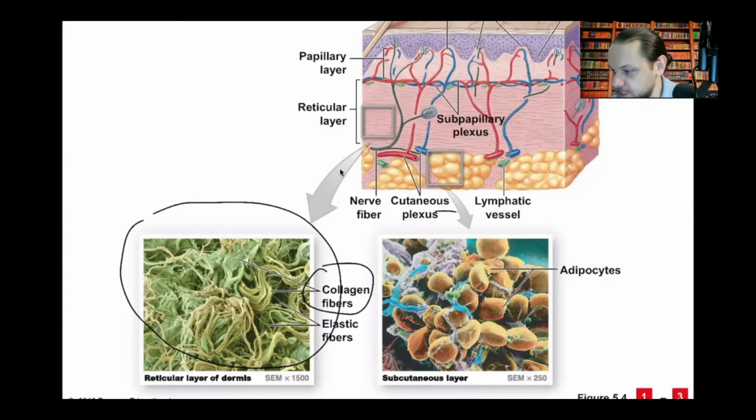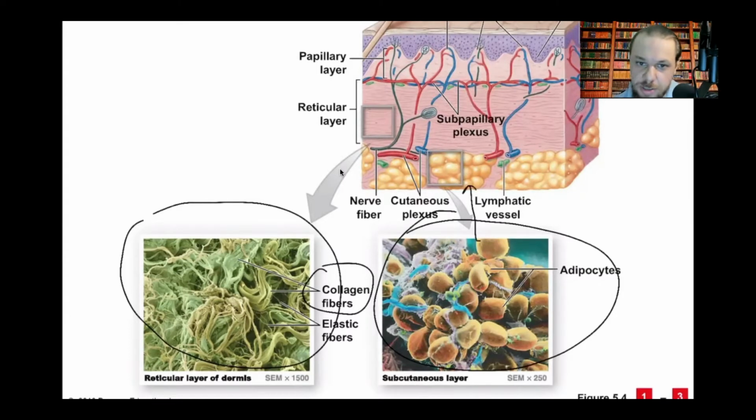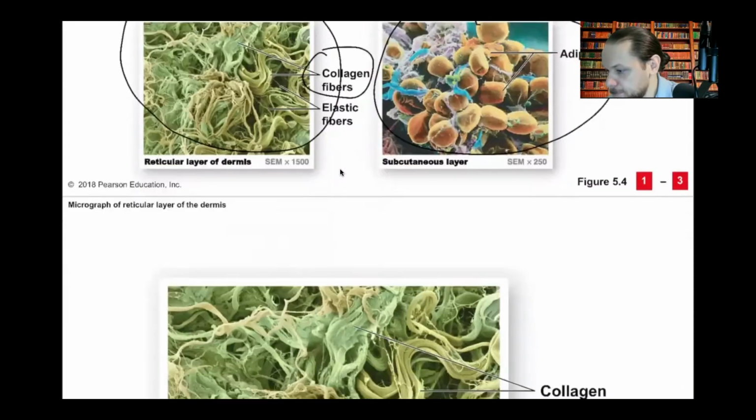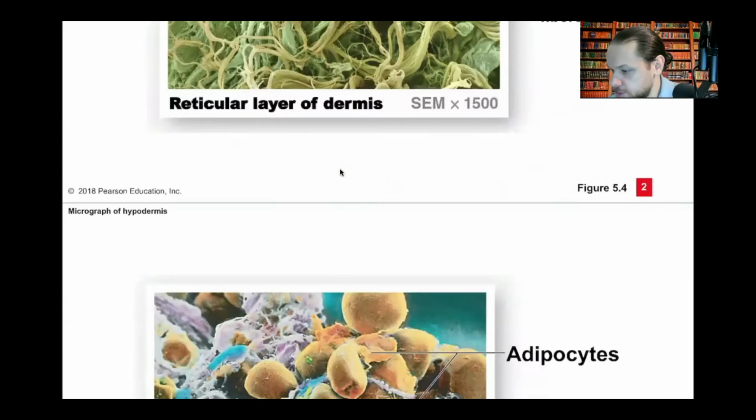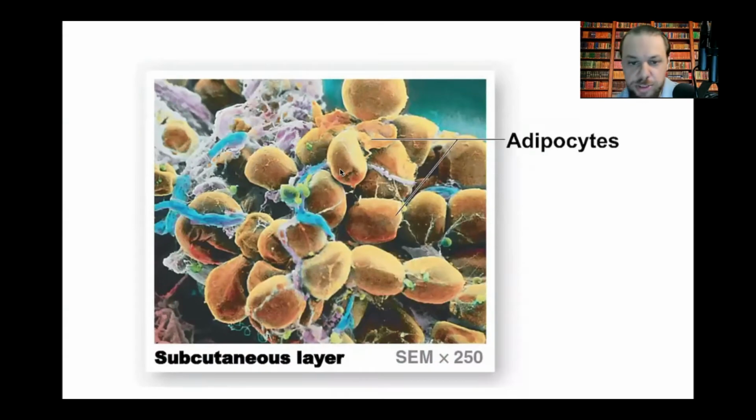Adipocytes, as I already said, are just the fat cells that you have here. And depending on the person, the amount of them will vary. This is just a close-up view on a microscope, and we see the collagen fibers and the elastic fibers that make up the skin layers. And these are the adipocytes in the subcutaneous layer of the skin.